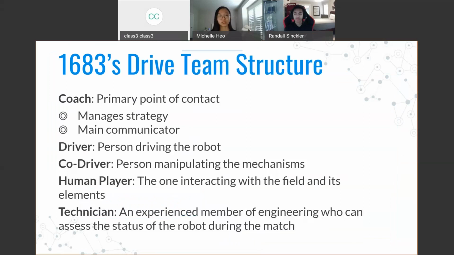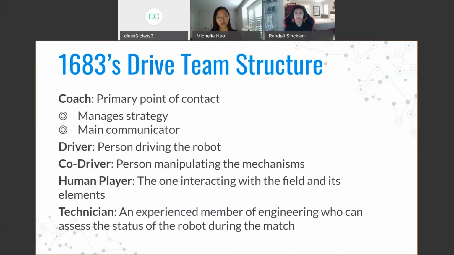So our drive team structure allows for each individual person of the drive team to be aware of their duties before, during, and after the match. So first, we have the coach, who we designate as the primary point of contact between your drive team and your alliance partners. On our team, the coach is usually the most proficient in strategy, and this is because the coach is the position we believe analyzes the entire game, not just the team's robots.